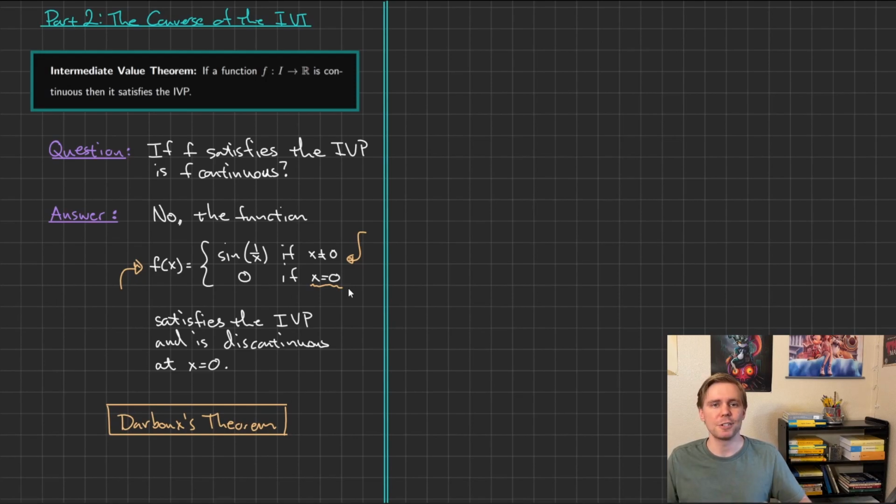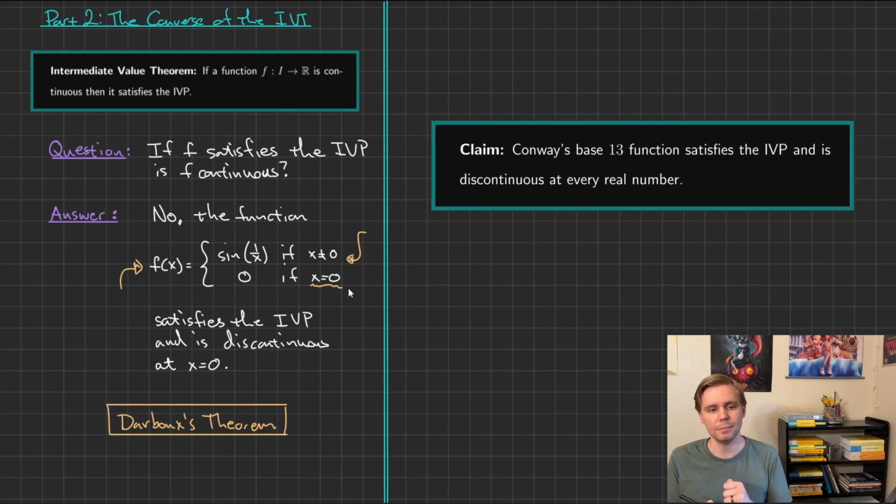So we've come now to kind of the main claim of the video that we're going to eventually try to sketch out a proof for, and that is this. Conway's base 13 function satisfies the intermediate value property, but it is discontinuous at every single real number. So unlike this function, which satisfies the intermediate value property, but it's only discontinuous at this one point, Conway's base 13 function is much stronger of a counterexample than that because it's discontinuous at every single real number. All right, so now I'm sure you're itching to actually see the definition of this function to try and figure out how this all works. So let's go ahead and get to that.